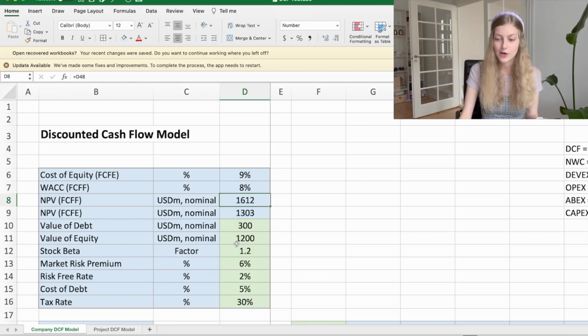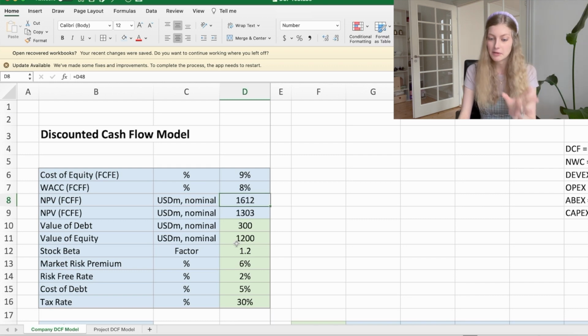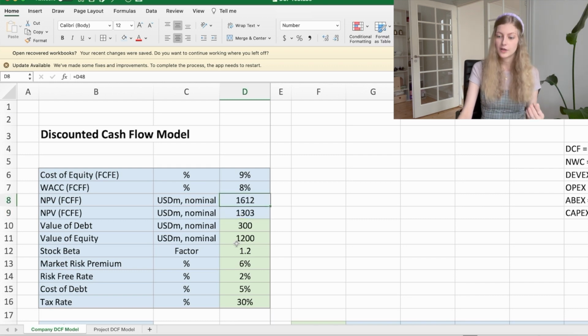And if you want to go from the enterprise value up here to the equity value, all you want to do is subtract out the debt, so that's the $300 million in this case, and the amount of cash that's in the company. I haven't written that down, but you can find that on the balance sheet. And then you get the equity value too from the free cash flow to the firm.